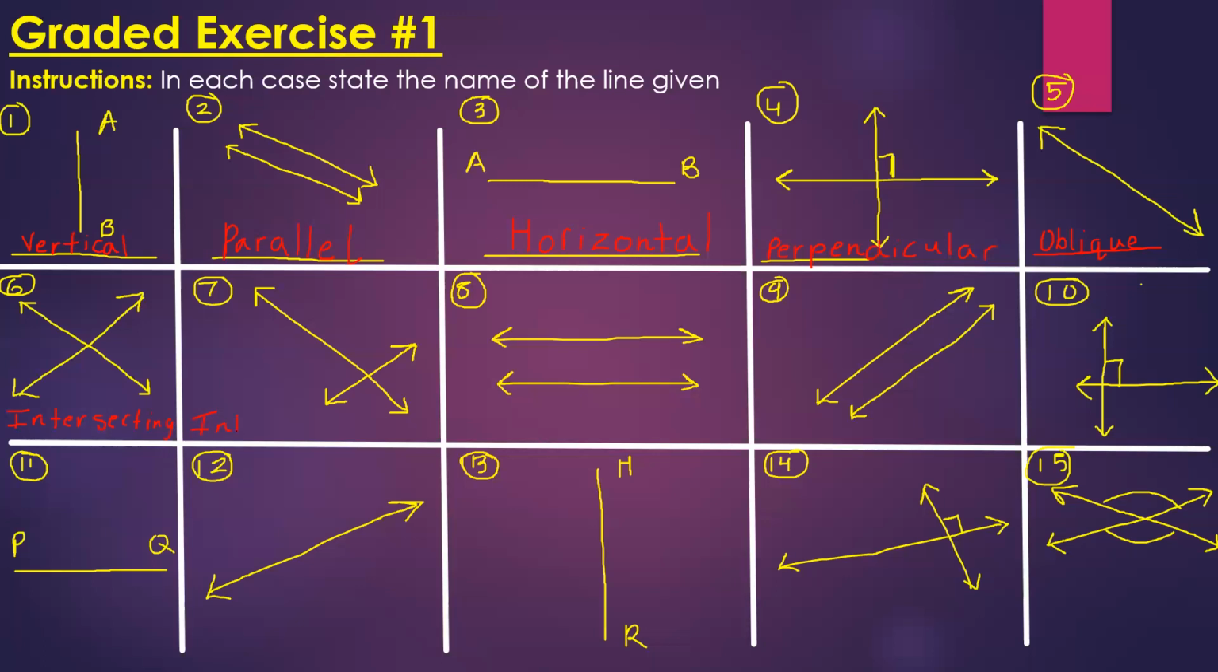Tiara, do I have your work? You told me to do it neatly, so I'm doing it neatly right now. Okay. So, intersecting. Next person. Thank you, Jevin.